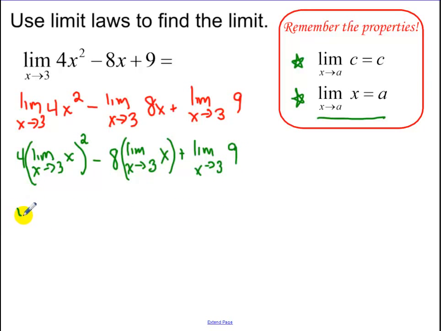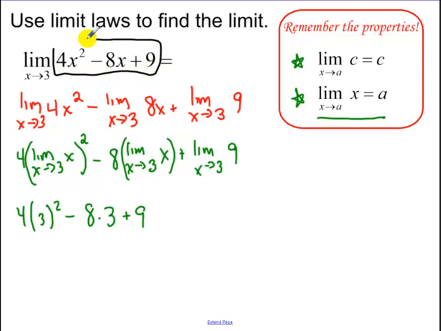Okay, so when you have a limit as x goes to 3 of just x, that equals the x value you're trying to find the limit of. So this is going to be equal to 3 squared minus 8 times 3. Now the limit of a constant is just the constant. Now notice how this changed from this function. I'm going to cut and paste that original function down here. That's 4x squared minus 8x plus 9. This is so important because notice how this is a polynomial that I was trying to find the limit of.